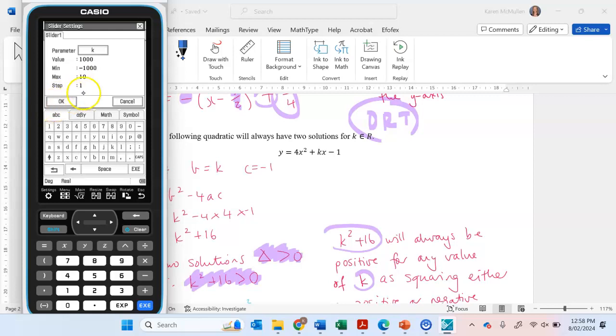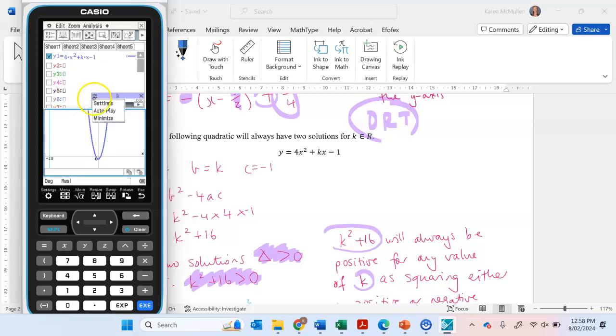And let's do a step of 10. Oops, what did I do wrong? Value, oh, value. Silly me. Wasn't really paying attention. Okay, that should work now. So if we go to autoplay, all right, oh, we can't really see it. That's the value of k.